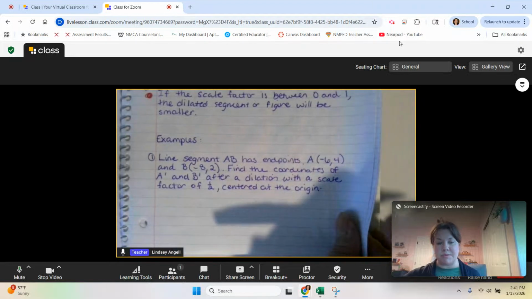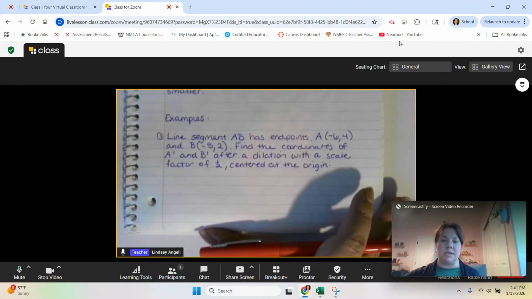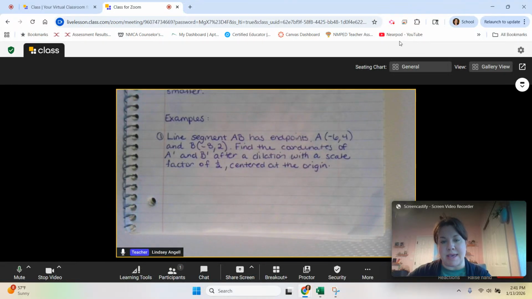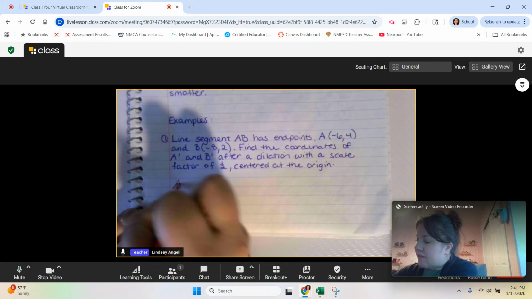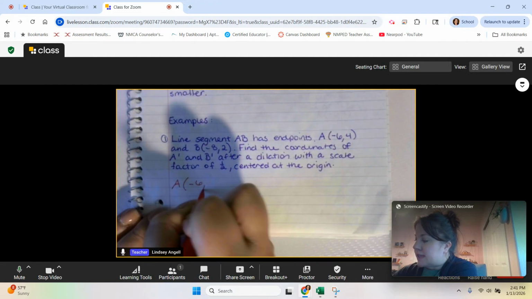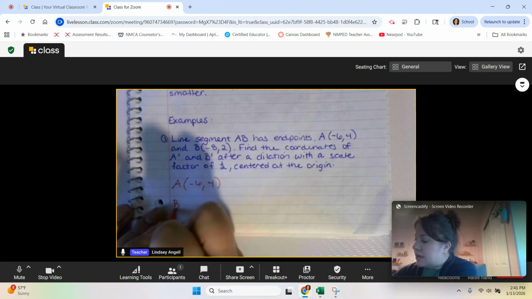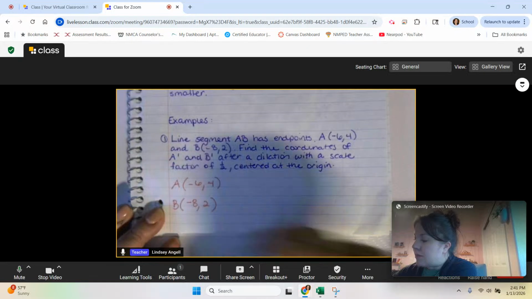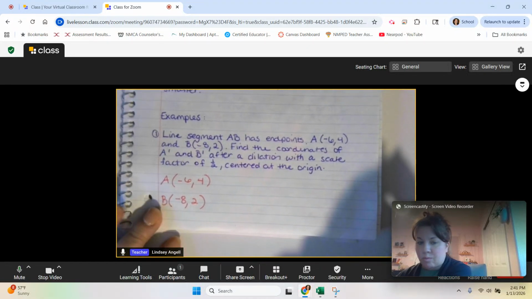Number 1 comes from your practice in our examples. Line segment AB has endpoints A (-6, 4) and B (-8, 2). Find the coordinates of A prime and B prime after a dilation with a scale factor of 1/2 centered at the origin. So with this, all you're going to do is take those points, A (-6, 4) and B (-8, 2), and multiply those by 1/2.